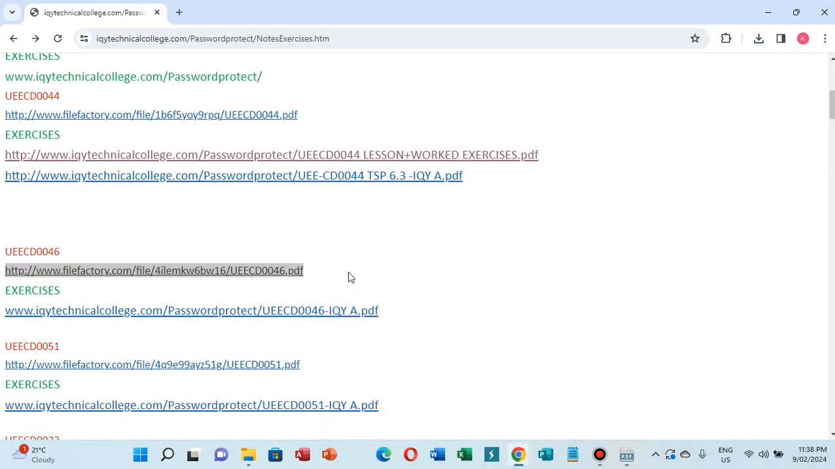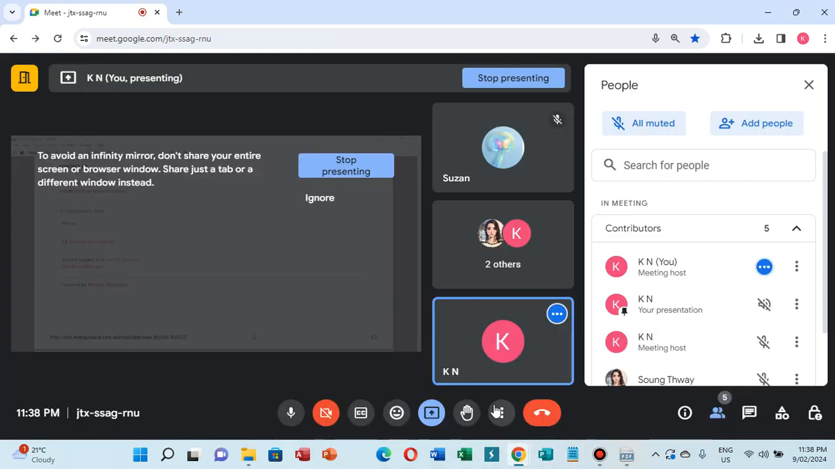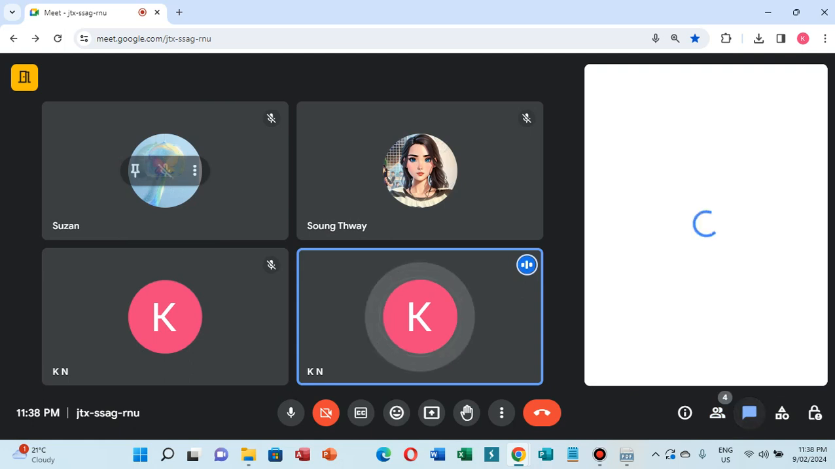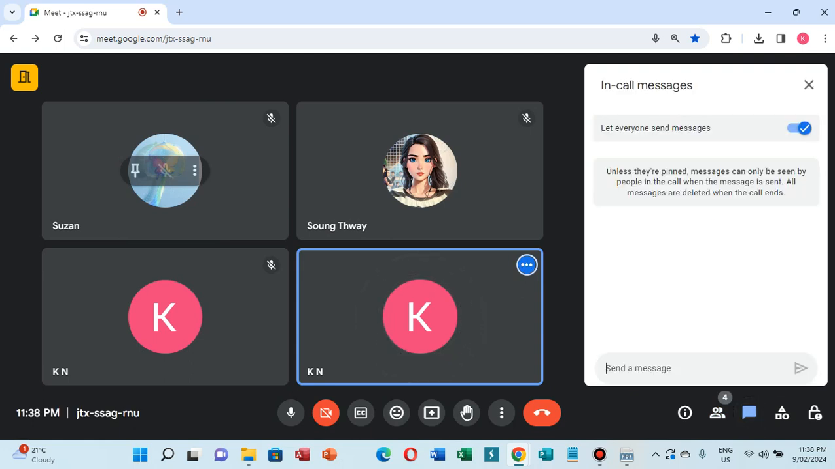I will also send this link by email. This equation, you can download this file. I will send it to you by email.